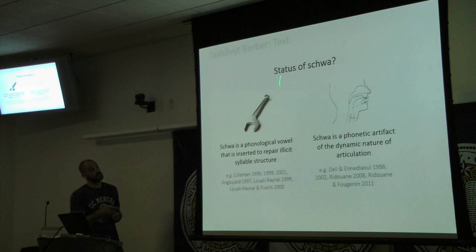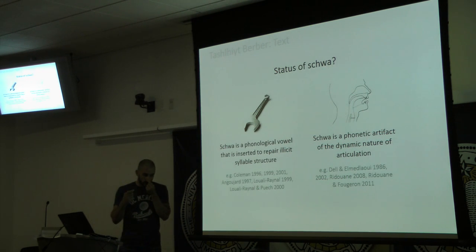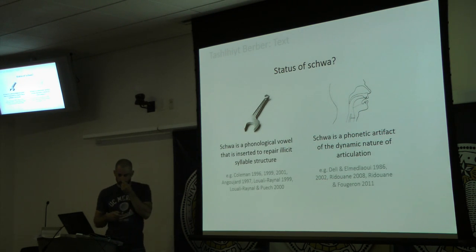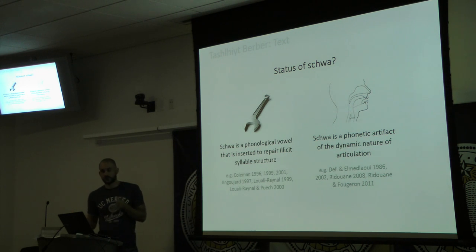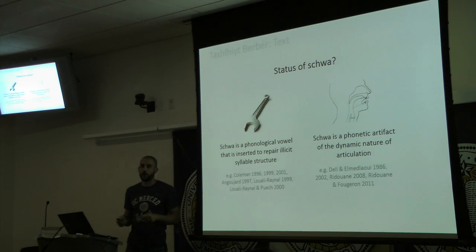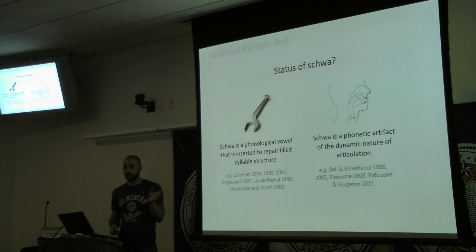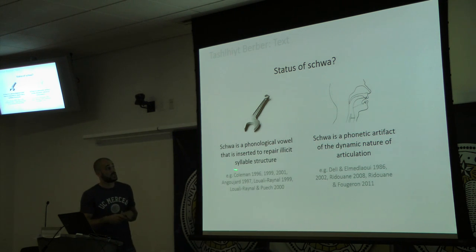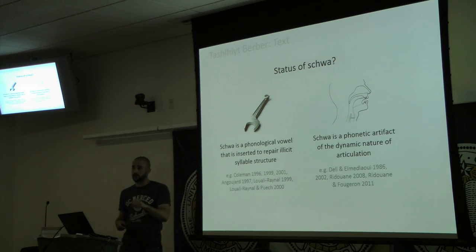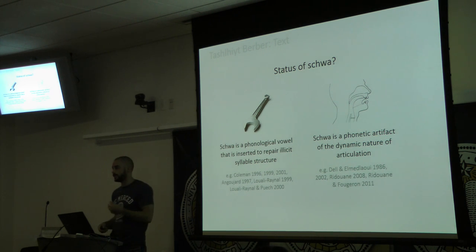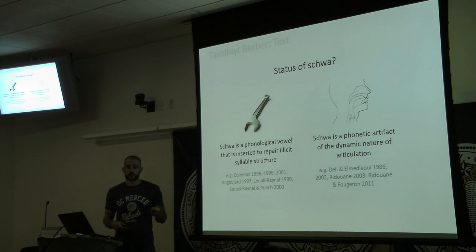Okay, what is the status of the schwa? So this question is basically the object of the most heated debate surrounding this language. So many people only know the language based on this debate. One camp of linguists say schwa is a phonological vowel that is inserted to repair illicit structures. Illicit structures are structures that are dispreferred by languages, such as vowelless syllables.